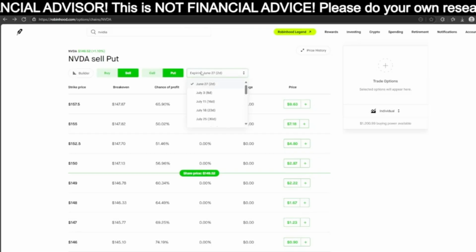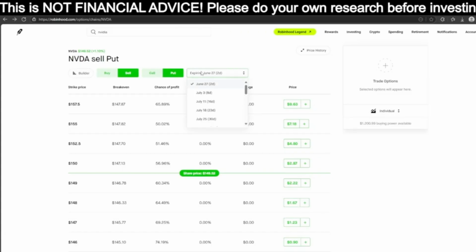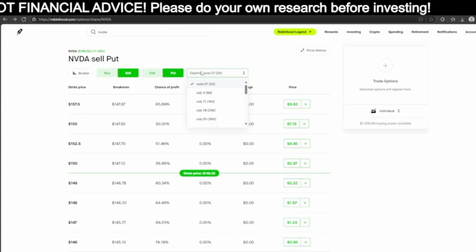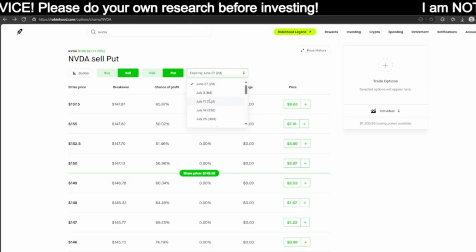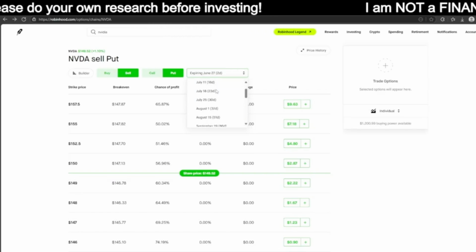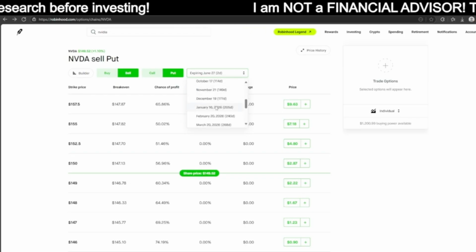And you also have what's called an expiration date, which means that these are all contracts, right? So you're basically signing a digital agreement, a contract that this has to happen. The stock has to do this by a certain point in time. Now, as you'll see, it's not just one day only. It could be for 50 days. It could be for 200 days.